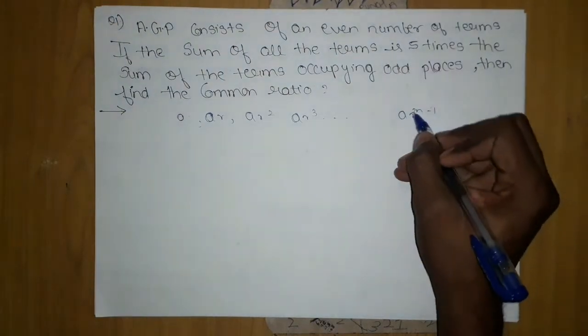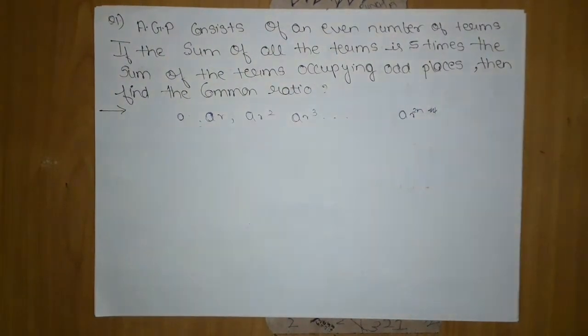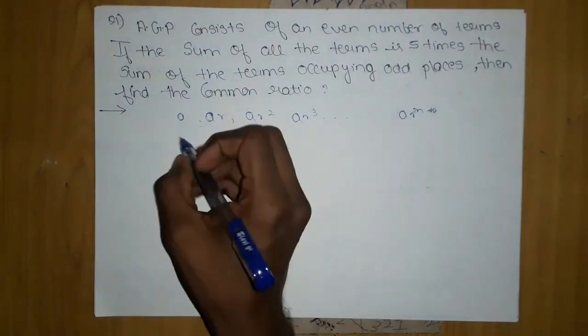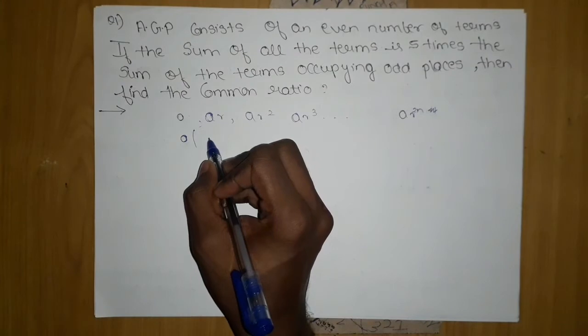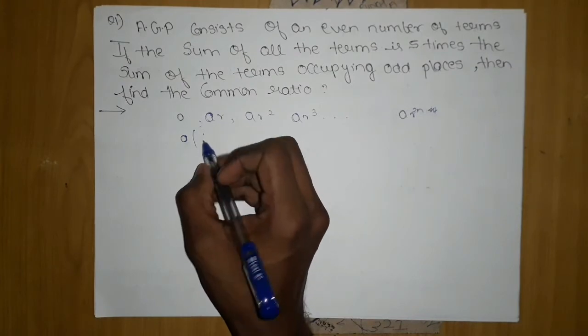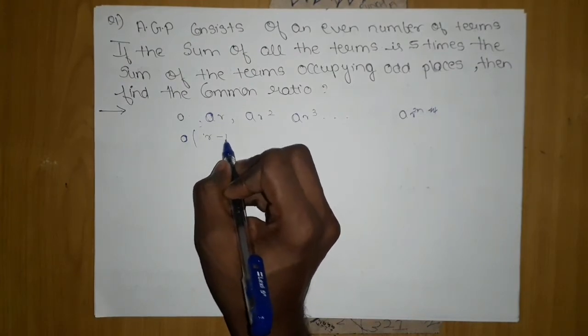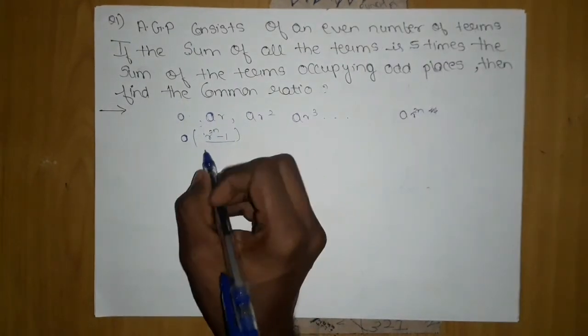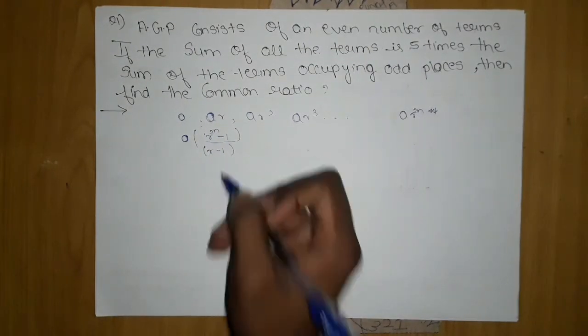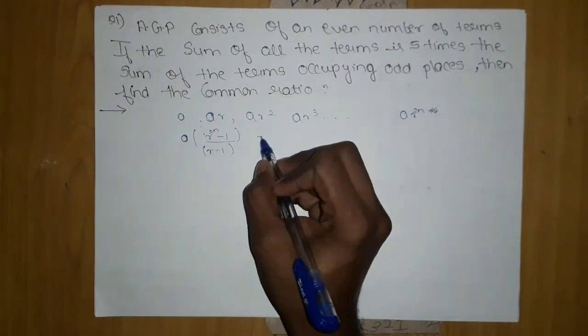Even number of terms, here it is 2n. Now its sum is what? a into (r^(2n) minus 1) upon (r minus 1). Here there will be 2n terms, right? And r minus 1, right? It should be equal to what?